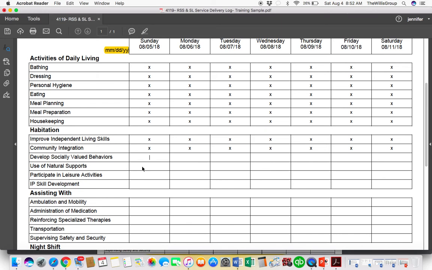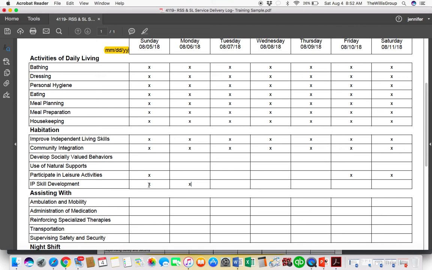The use of natural supports, meaning that I have used or talked with or incorporated family, things that are natural to the individual. Participating in leisure, so if we've taken them bowling, skating, or anything like that, you're probably not going to see this Monday through Thursday, but you may. So we're talking about doing things in the community.